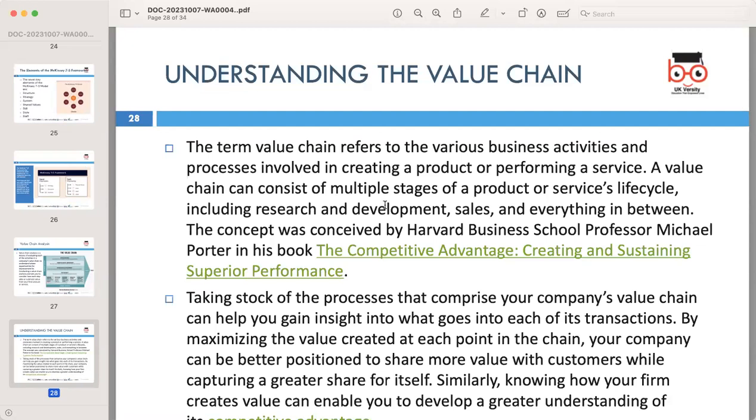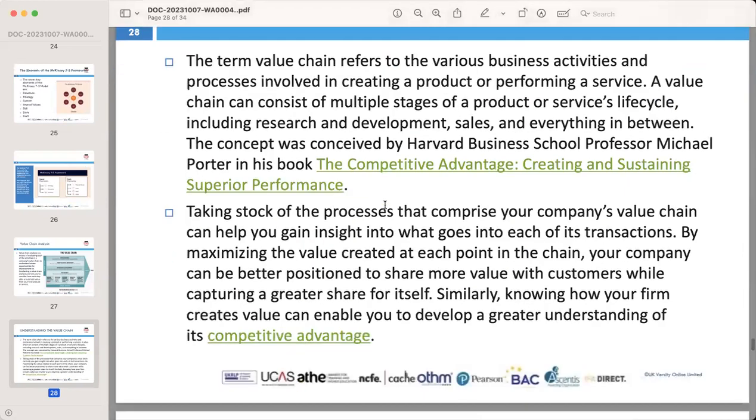Taking stock of the processes that comprise your company's value chain can help you gain insight into what goes into each of its transactions. By maximizing the value created at each point in the chain, your company can be better positioned to share more value with customers while capturing a greater share of it itself.